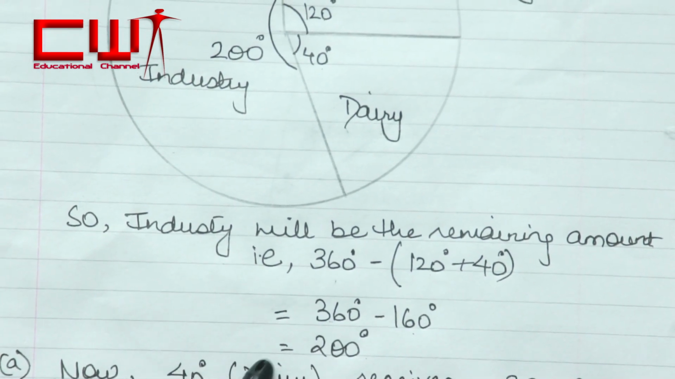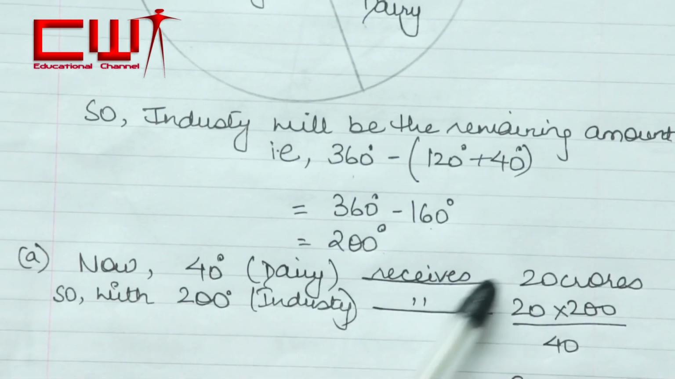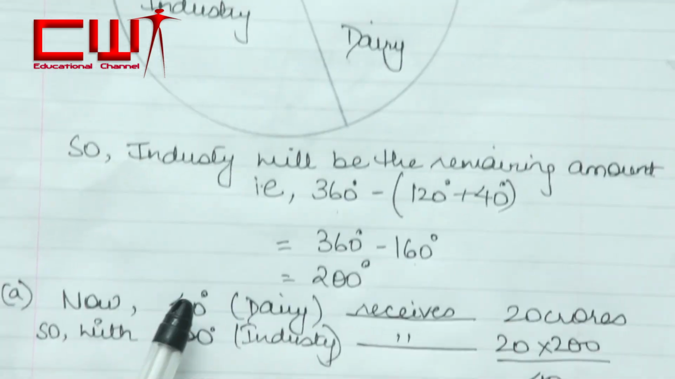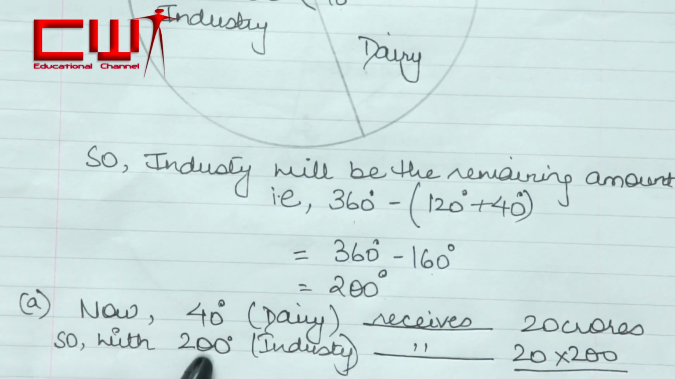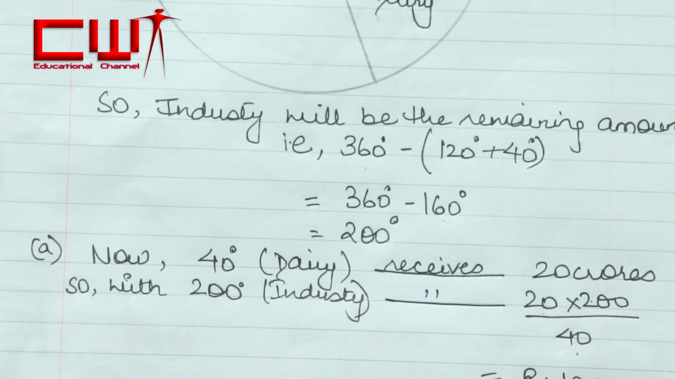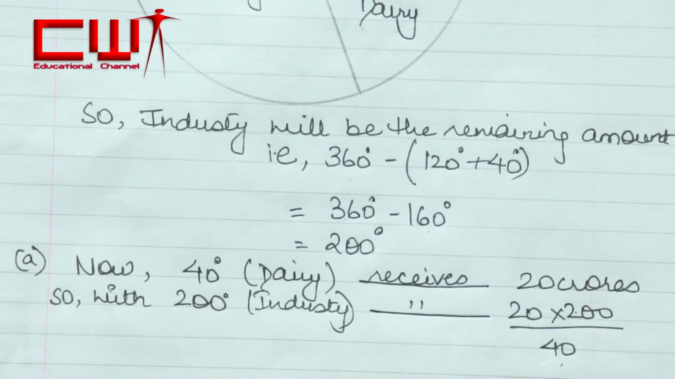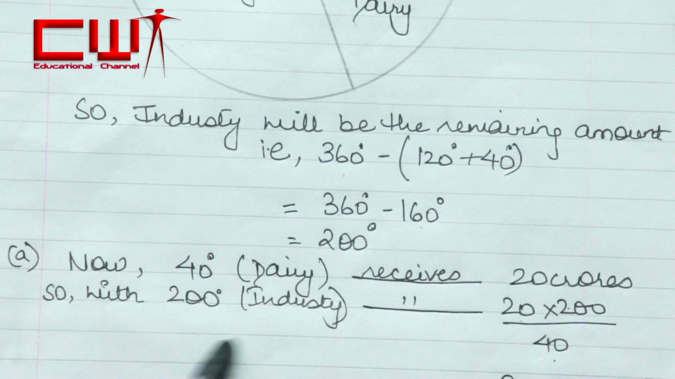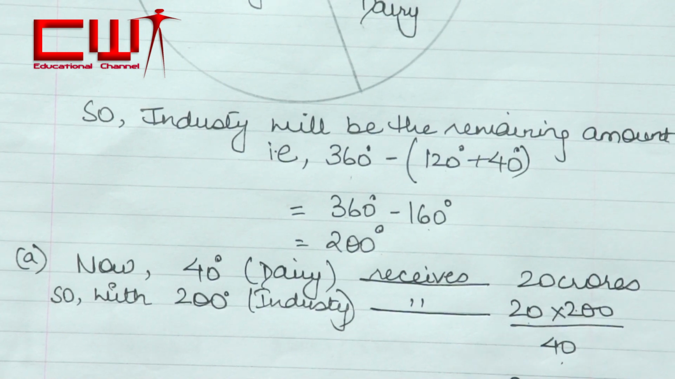Let's see. What is the degree of dairy? 40 degrees. So with 40 degrees, dairy is receiving 20 crores, right? So how much will industry receive? With 40 degrees, if dairy is receiving 20 crores, then with 200 degrees, industry will receive 20 into 200 divided by 40. I again say that with 40 degrees, dairy is receiving 20 crores. So with 200 degrees, industry will receive 20 into 200 divided by 40. This is how the equation goes. This will be 100 crores.